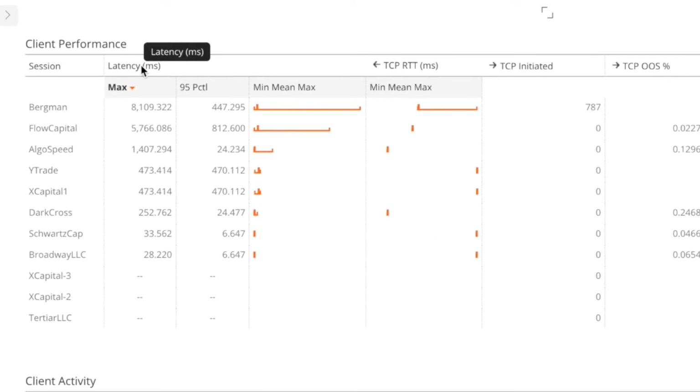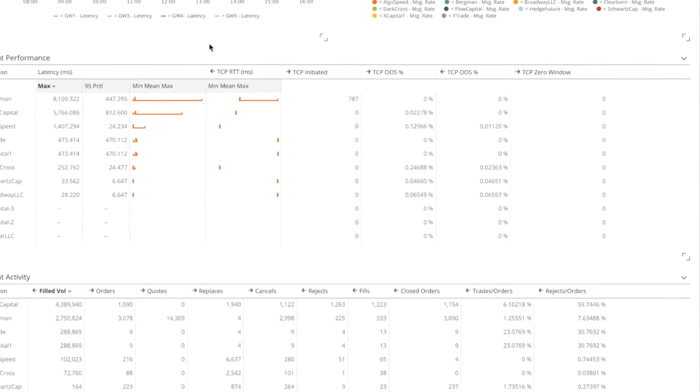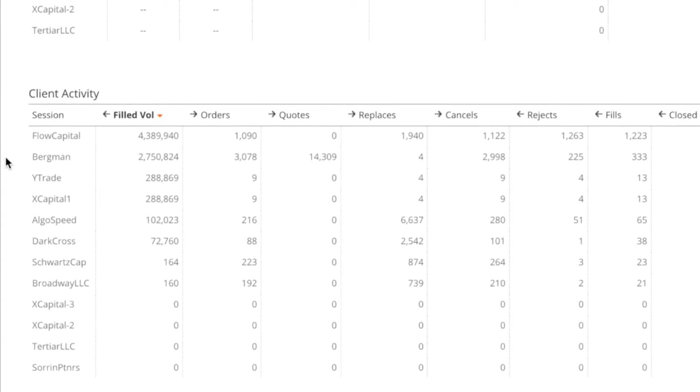So the client performance, we're tracking order to ACK response times. But then on the right hand side, we're also looking at the network health of their connections. So if there's any retransmissions, or perhaps the client has an issue and advertises a 0 window, we'll see those here. And then towards the bottom, we're also looking at their client activity in terms of the actual messages. So we're tracking the filled volume for each one, but we can also see how many quotes, replaces, cancels, all the individual messages that they're sending in.